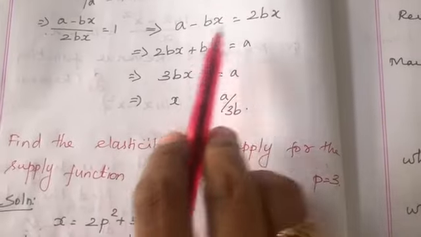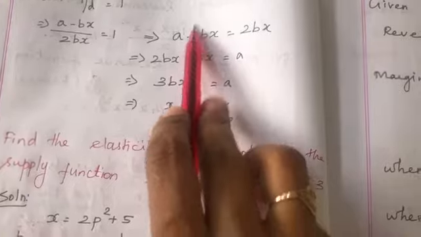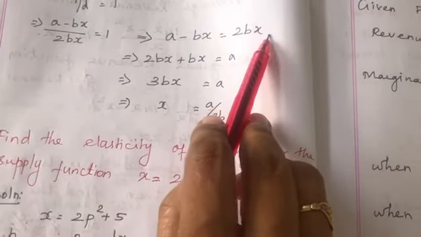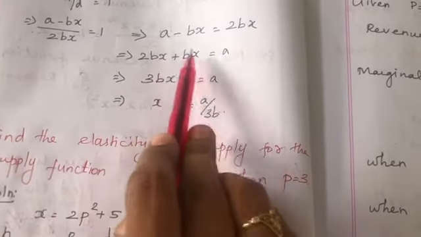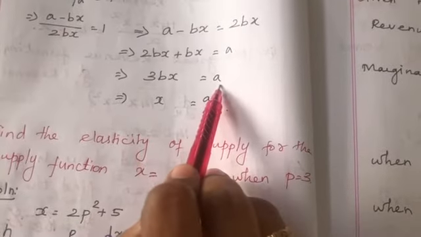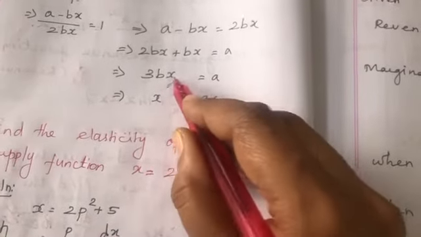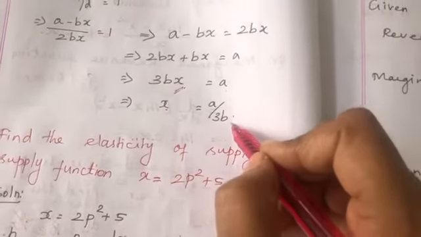Okay, so we can combine these two terms. So 2bx minus bx while going to this side it will become plus bx. So 2bx plus bx is equal to a, that is 3bx is equal to a. We need to find the output, that is x. So x is equal to a divided by 3b.